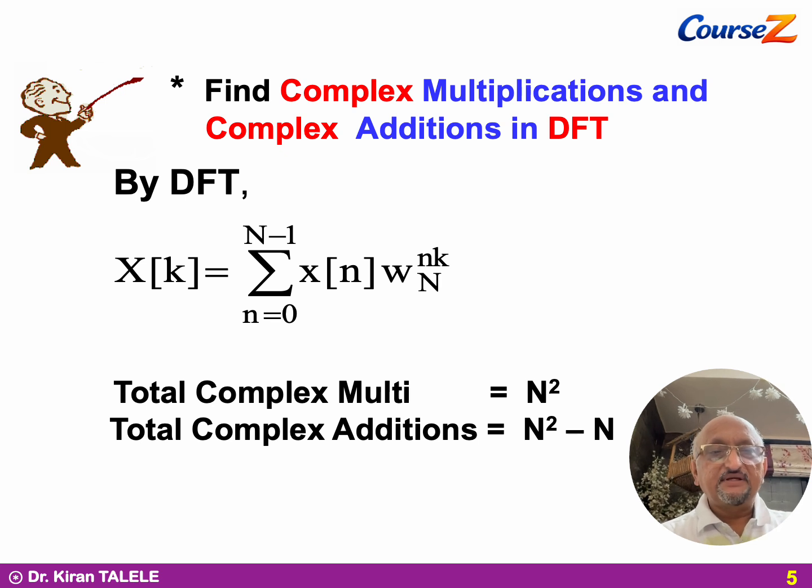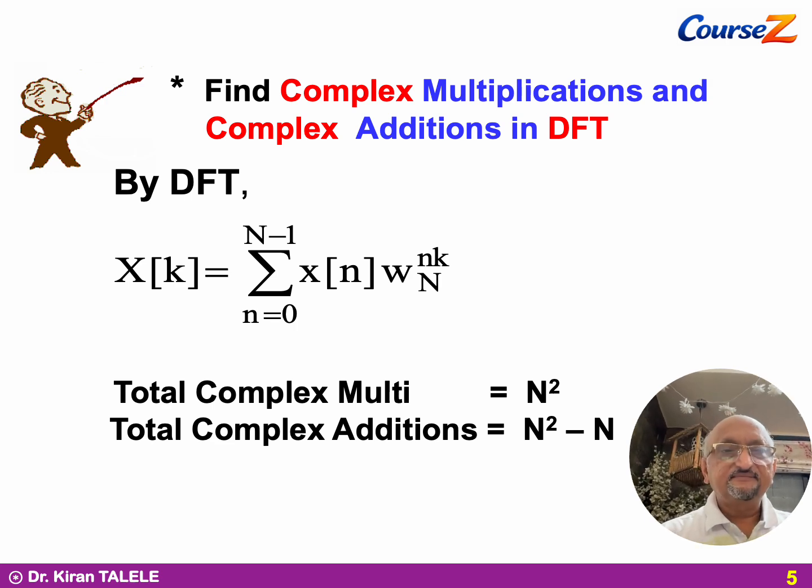Whenever we evaluate this equation, we actually multiply the values of x of n with the twiddle factor W term, and by adding the values we get x of k. Since the twiddle factor W term is a complex term, we will assume that x of n is also complex and calculate the total number of complex multiplications and complex additions involved in calculations of DFT. So the total complex multiplications are N square and total complex additions are N square minus N.